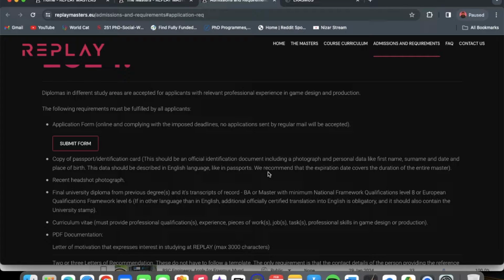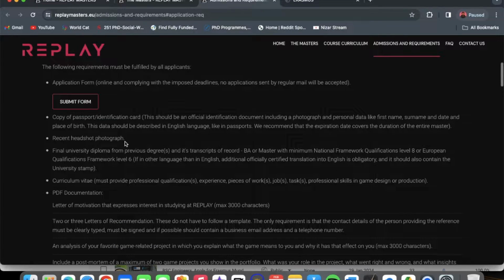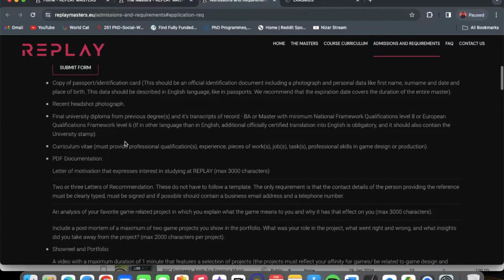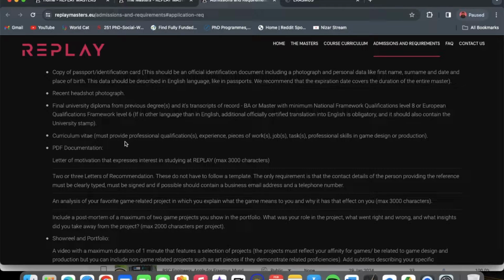So let's continue. The following requirements must be fulfilled by all applicants. Okay, so the application form online and complying with the imposed deadlines. No application sent by regular mail will be accepted. Okay, so we would be looking at the application form at the last step. Okay, so the next thing that you need is a copy of your passport or your ID card. Okay, so you need to scan the place where you have your photograph and then your basic information on your passport.